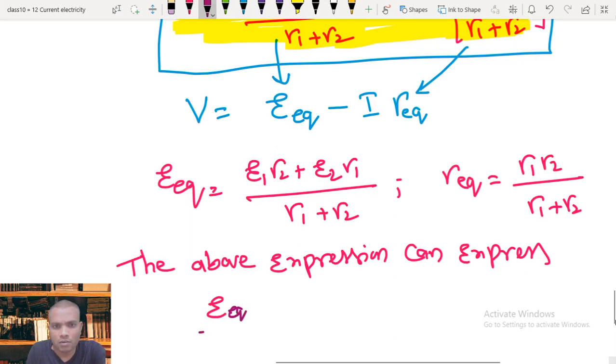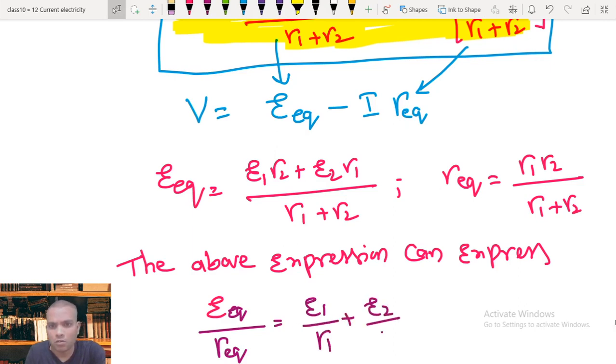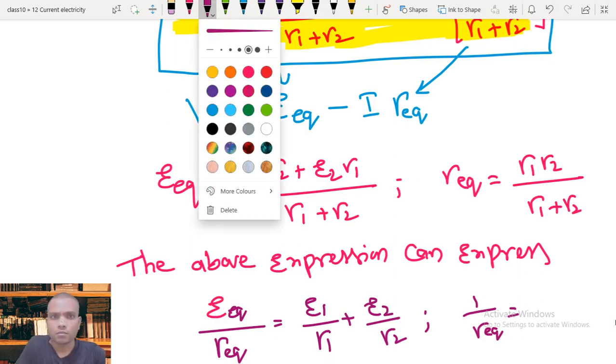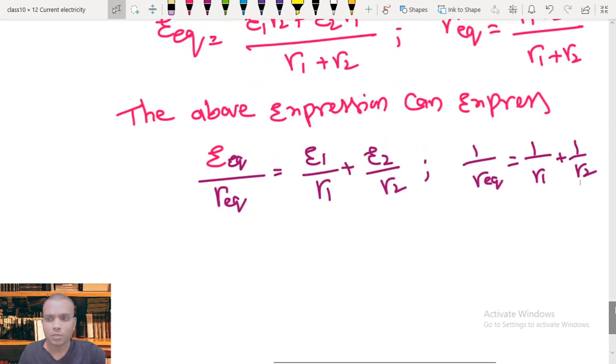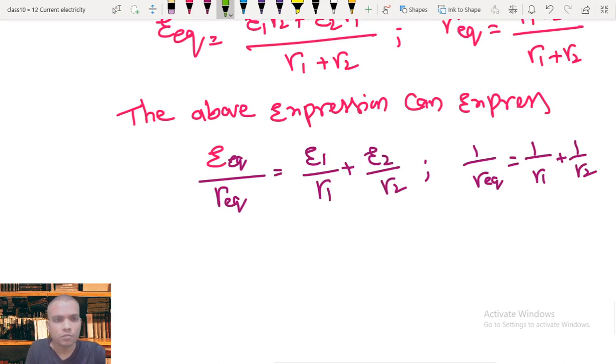So EMF equivalent upon R equivalent is equal to E1 upon R1 plus E2 upon R2. Instead of remembering everything, we can remember these small things very easily. If we do the LCM, we get the same thing, so nothing to worry about. I can write this as 1 over R1 plus 1 over R2. So this is the handy expression to remember, and it becomes very easy when it comes to n number of cells in parallel.